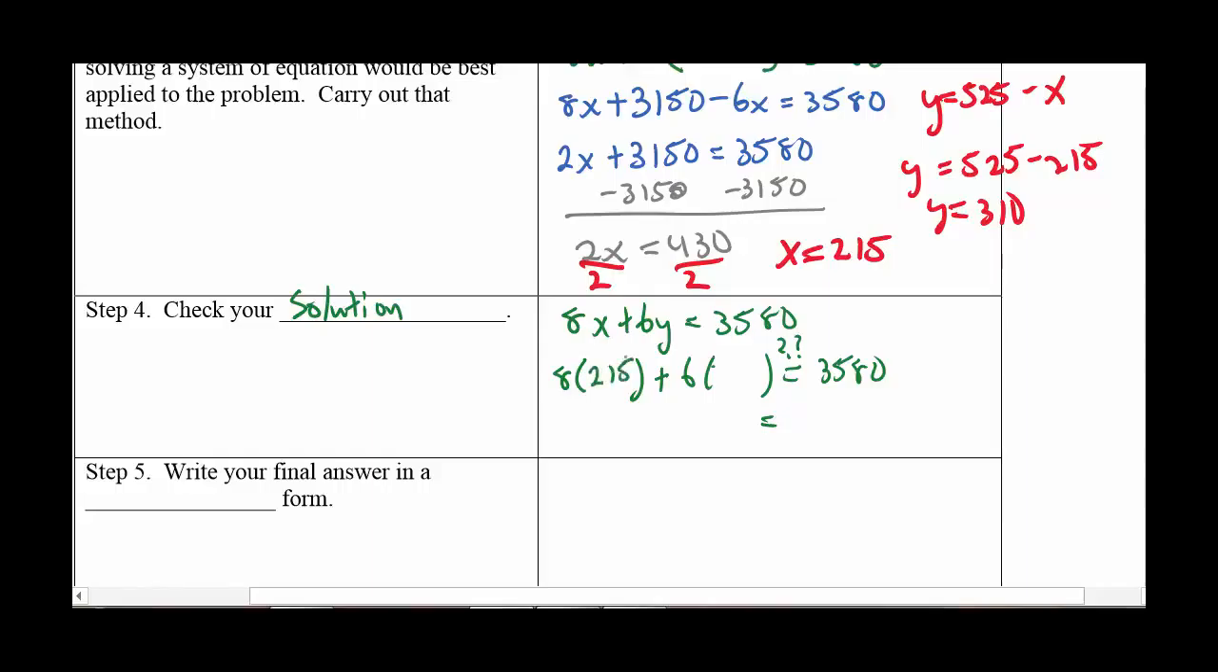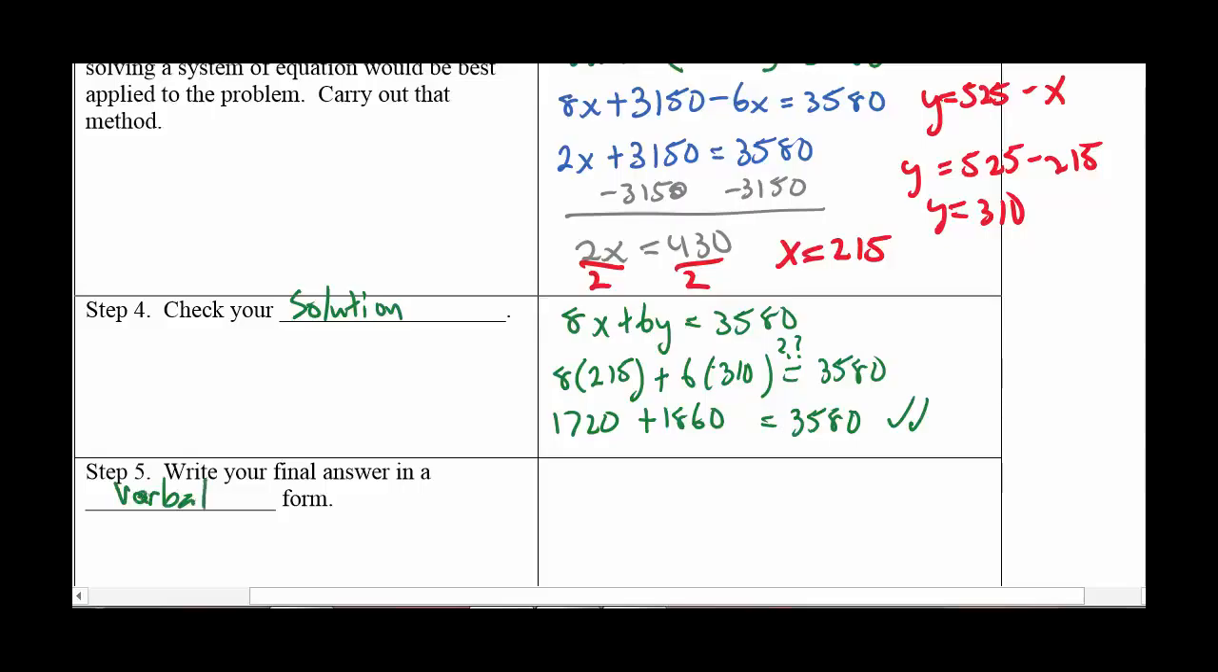I made a mistake. X is 215, so 8 times 215 plus 6 times 310. Okay, so let's see if that checks. 8 times 215 is 1720, and 6 times 310 is 1860. And so now let's add up, and that does in fact equal 3580. Yay! All right, and then the last step is to write your final answer in verbal form.